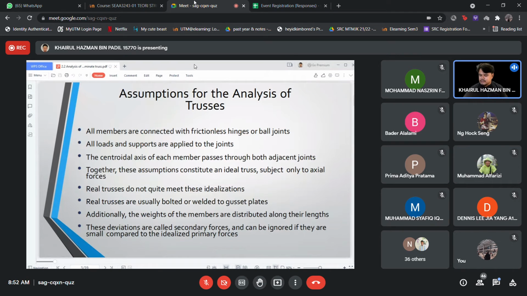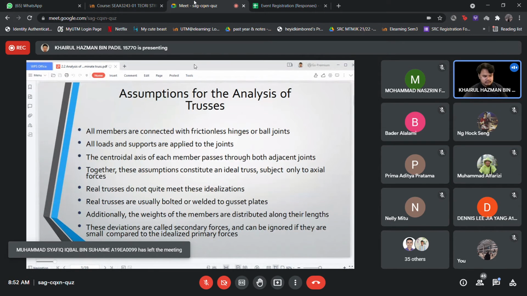Okay, assumptions for analysis of trusses: all members are connected with frictionless hinges or ball joints. So each part of the truss is connected by hinges and ball joints. All loads and supports are applied to the joints. The centroidal axis of each member passes through both adjacent joints. Together, these assumptions constitute an ideal truss subject only to axial forces. So this is the part, as I said, the truss will go through axial forces.